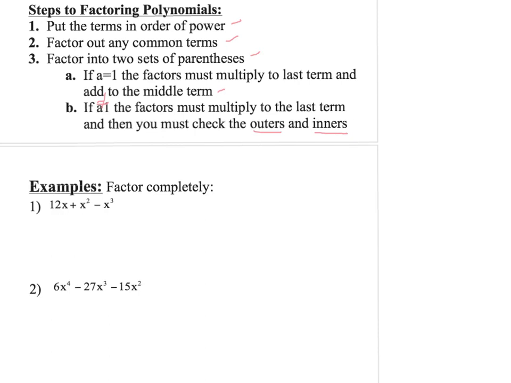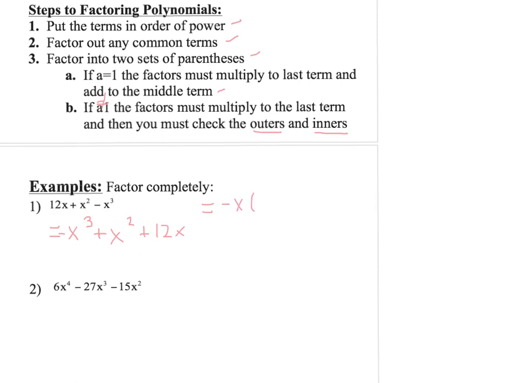So, for example 1, I want to make sure my variables are in order first, so I want to rewrite it as negative x to the third, plus x squared, plus 12x. So I want to see what's in common of all those terms. I have an x in all of them that I could take out. And if that first term's negative, you always want to factor out a negative just to make it easier to factor after you factor out that negative.